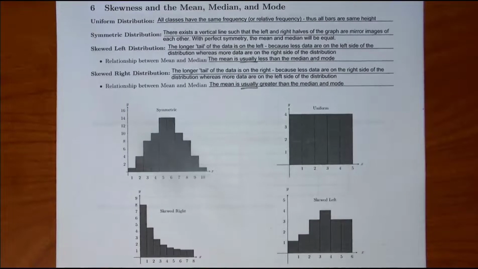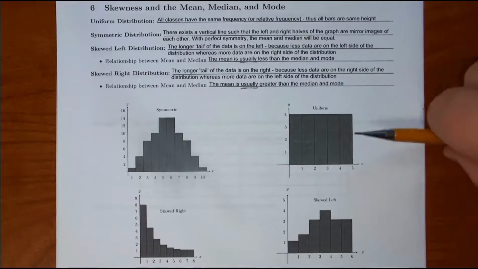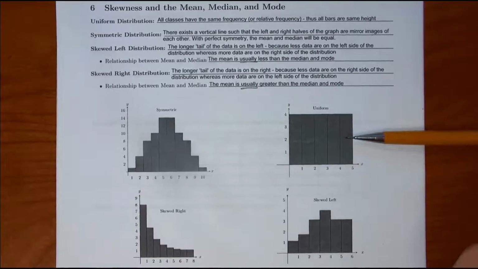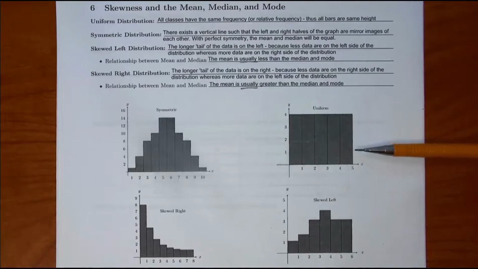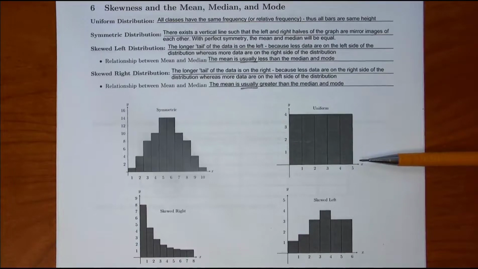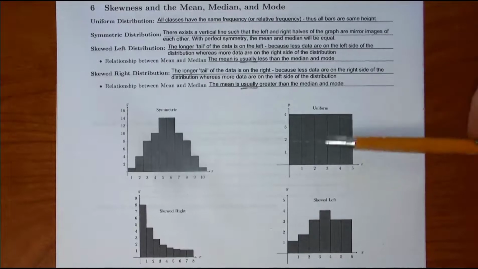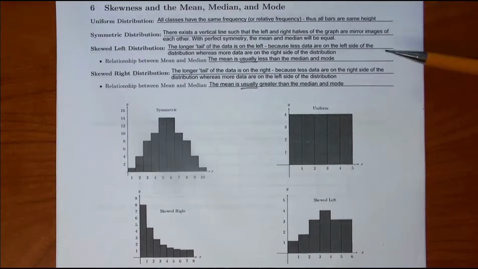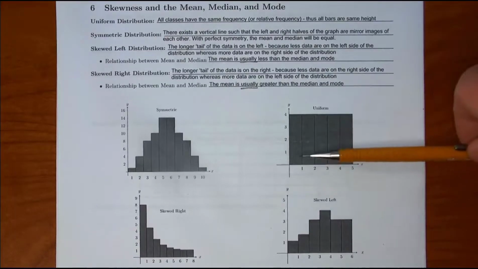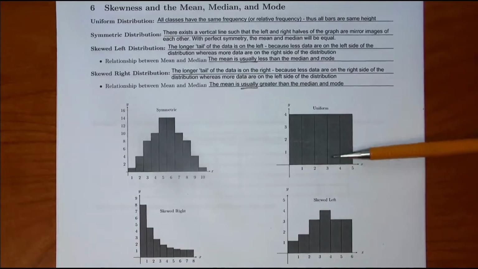Okay. Think about what a uniform distribution means. If bar heights represent frequencies or relative frequencies, what does that mean? That means that every class has the same frequency, or if it's a relative frequency graph, the same relative frequency. Okay? Because that's what it means for all the bars to have exactly the same height. This class contains the same number of observations as this class, as this class, as this class. They all have the same number of observations.